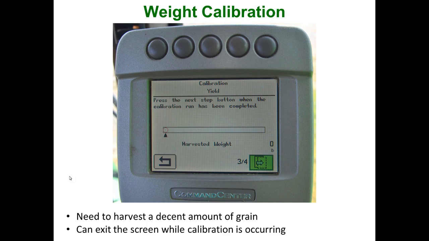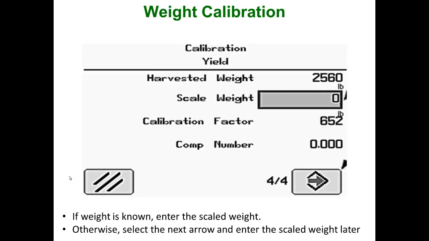We want to harvest a decent amount of grain. There is no minimum limit on the 70 series, but 10,000 pounds will be better than 3,000 pounds, and a full bin will be better than half a bin.